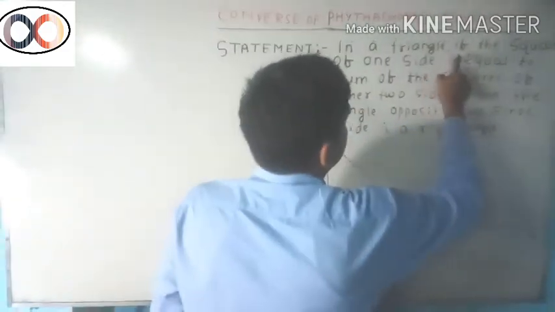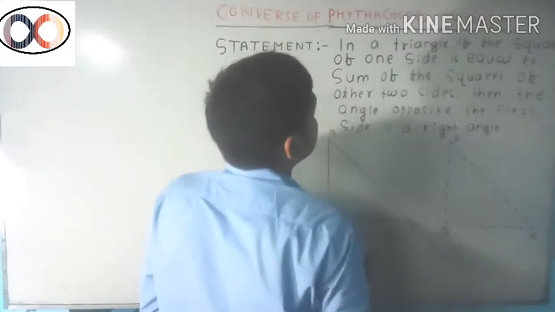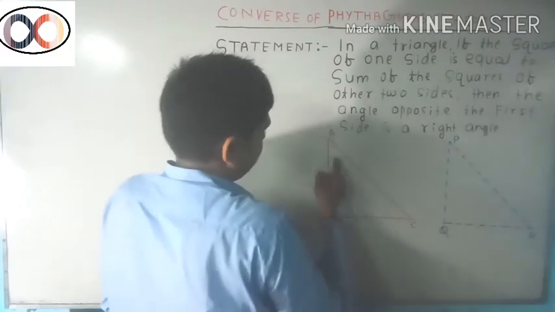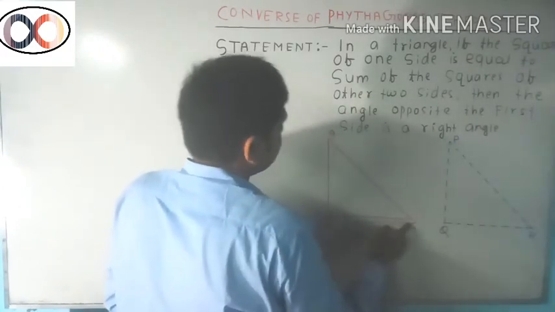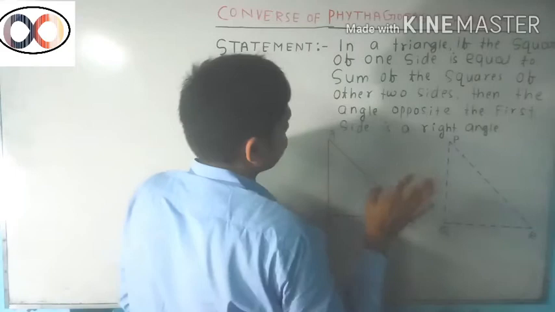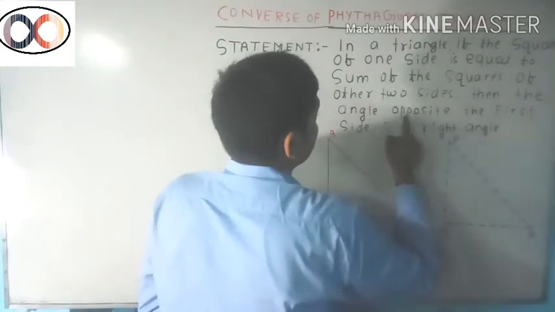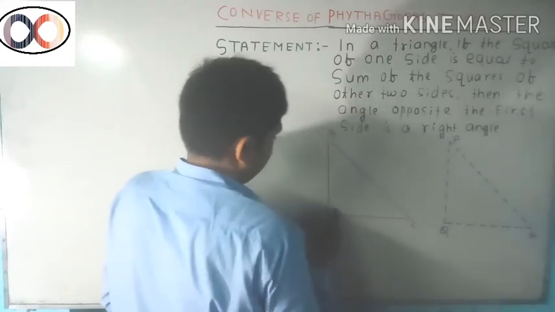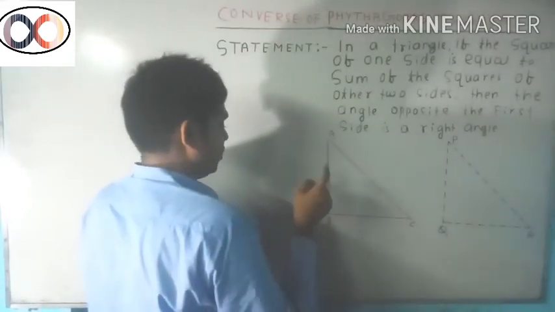In a triangle, if the square of one side equals the sum of the squares of the other two sides, that is, if AC square equals AB square plus BC square, then the angle opposite to the first side is 90 degrees. We need to prove that this angle is 90.